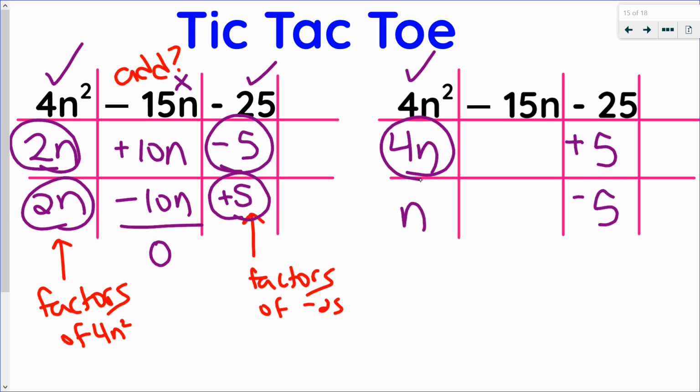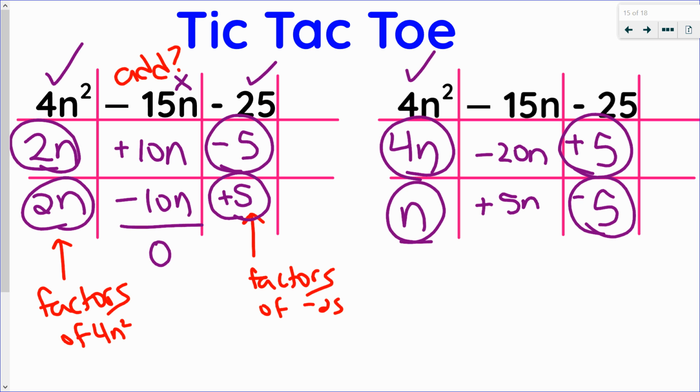So multiplying cross products, 4n times negative 5 is negative 20n. n times positive 5 is positive 5n. Adding those together, negative 20n plus 5n is negative 15n. Oh, and I got it correct.